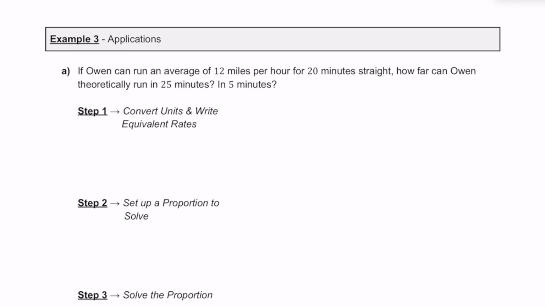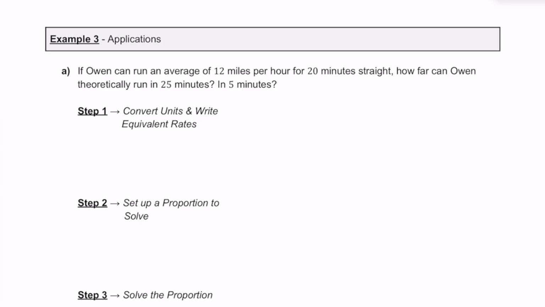So in example 3, we see here that if Owen can run an average of 12 miles per hour, this is going to be a rate, not a ratio, just because we have different units. And he does this for 20 minutes straight. So that's on average, he's running 12 miles per hour. The question is how far can Owen theoretically run if there's 25 minutes? Also, how far could he run if he only has 5 minutes?